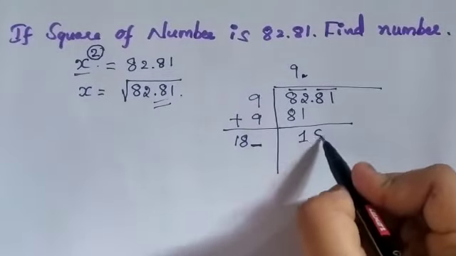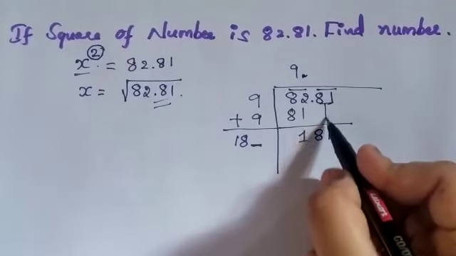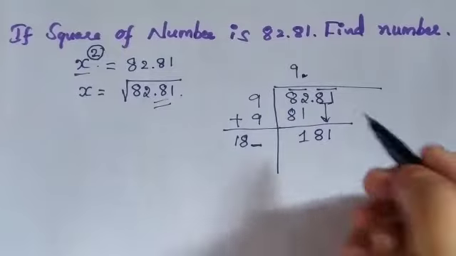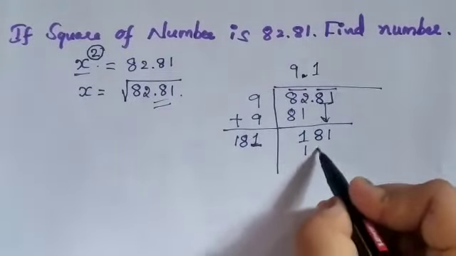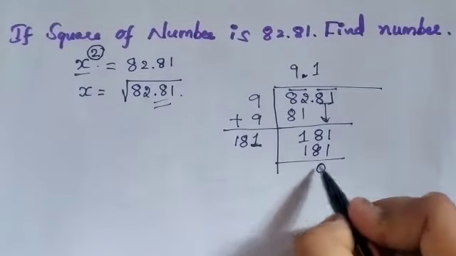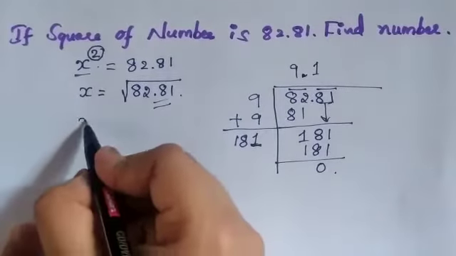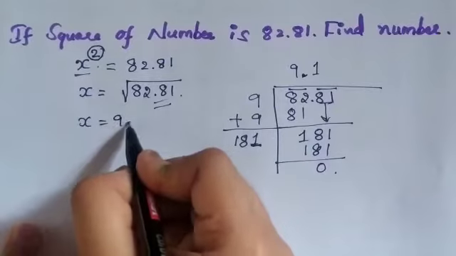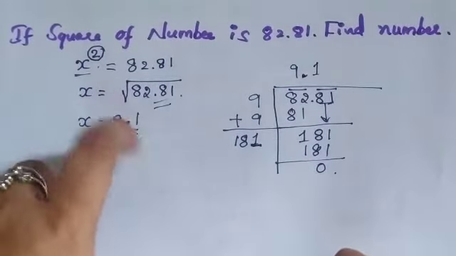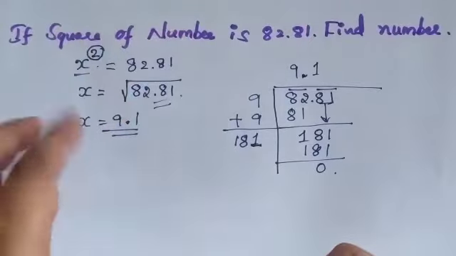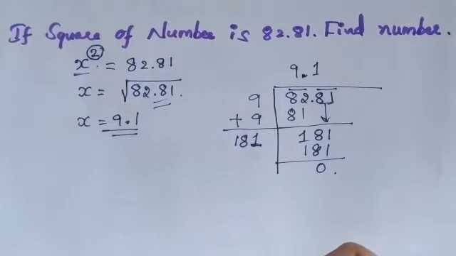So now 181, 81 I have taken downwards. So 181 ones are 181. So what is this x value? x equals 9.1. Okay, clear no? X value we have to find. That is, what is that number we have to find? That number we have got as 9.1.